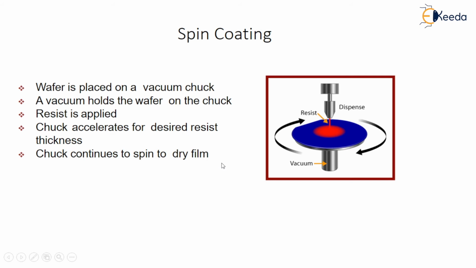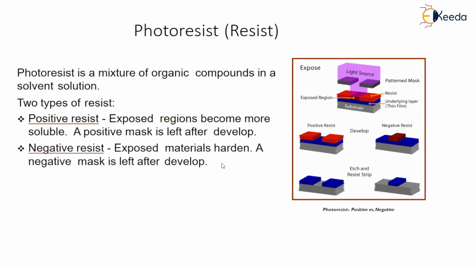So it will continue to spin 360 degrees, for drying the film. The particular film needs to be dry, and for that purpose it is moving. Photoresist, that is a resist, has an exposed region.